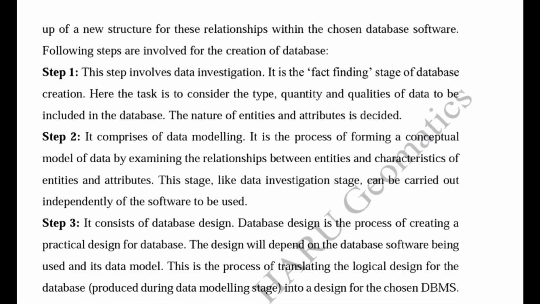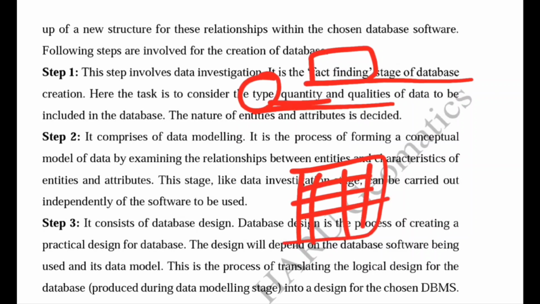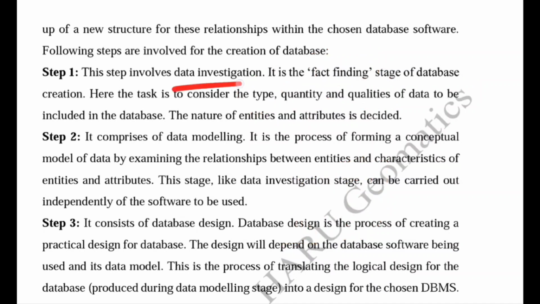If we explain each step, the first one is data investigation. It is the fact-finding stage of database creation. Fact finding means what type of data, how much data, meaning their quantity, and what qualities are there in this data. So we have to understand these 3 properties of the data in the first step. After that, the nature of entity and attribute is decided, because we know that attribute data is stored in tabular form, and for that we have to know how many rows and how many columns must be there. So first of all is the data investigation step.